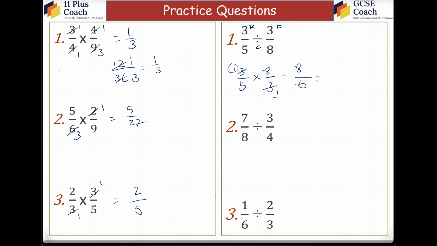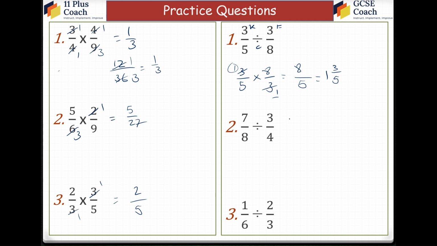So again, this is an improper fraction, so I need to write it as a mixed number. How many 5s go into 8, which is just 1? Remainder of 3, 3 at the top, and 5 underneath. Again, if you don't know how to write mixed numbers into improper fractions, improper fractions into mixed numbers, then please watch the video on that. Moving on to the next question.